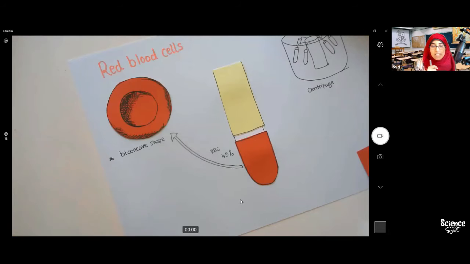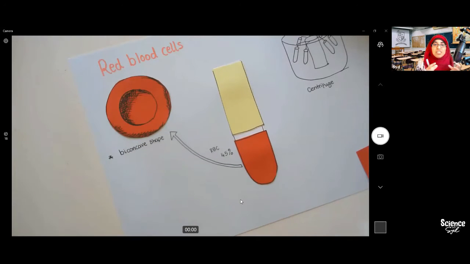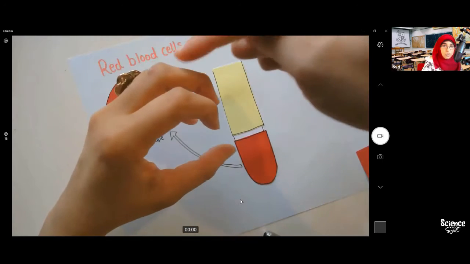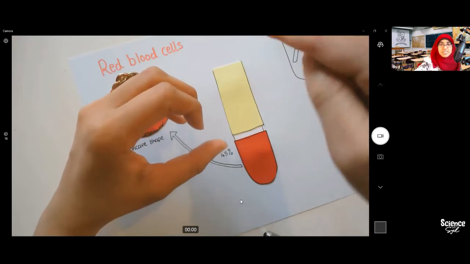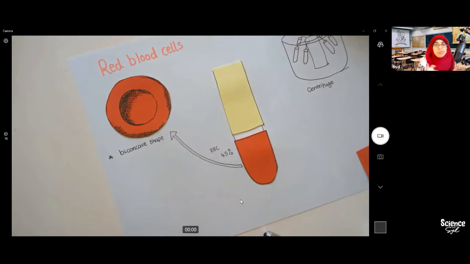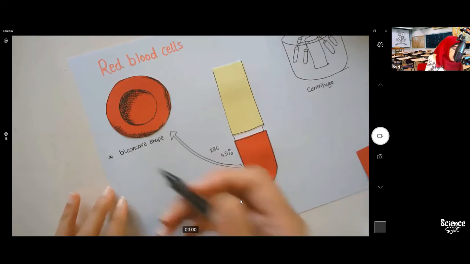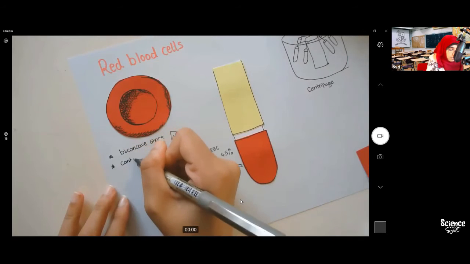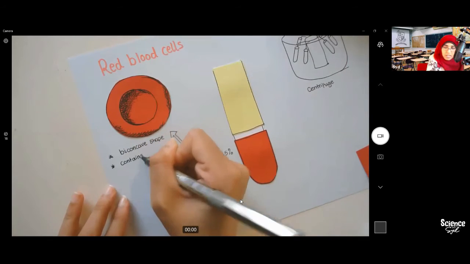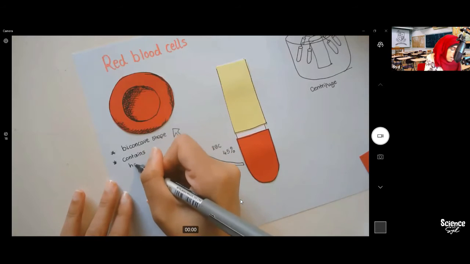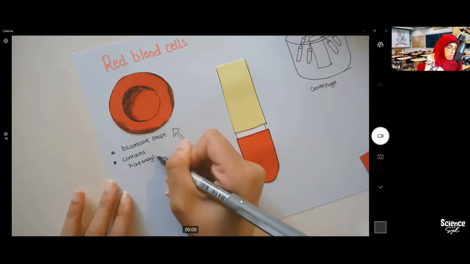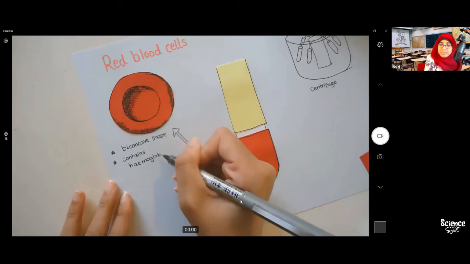Okay. And the reason why it's this shape is because it increases its surface area. Now, if you imagine a round ball, if you squish it, you're going to have more surface area. There's more of the surface, so there's more space for oxygen to get absorbed in. And that's what you want. The second thing is it contains hemoglobin. Now, this is a difficult word, so let's see if I can spell it. It's H-A-E-M-O-G. It's like goblin, globin.